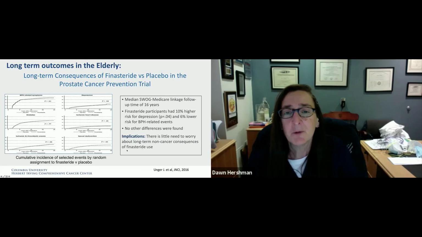period of time, with a statistically significant reduction in BPH-related symptoms in those patients that were enrolled in the finasteride group. But we were also able to show that patients in the finasteride group had higher rates of depression, but did not have higher rates of diabetes, ischemic heart disease, thrombotic events, or sexual dysfunction, which I think was reassuring. So the implications were really that there was no need to worry about long-term non-cancer consequences of patients enrolled in the finasteride arm.